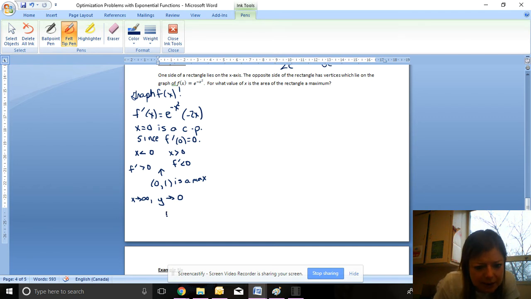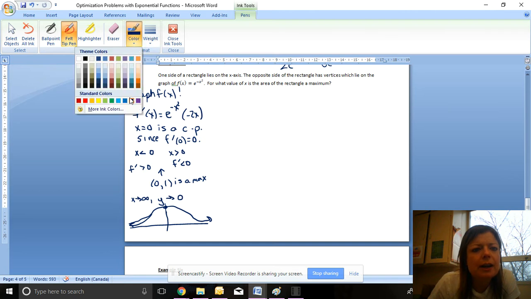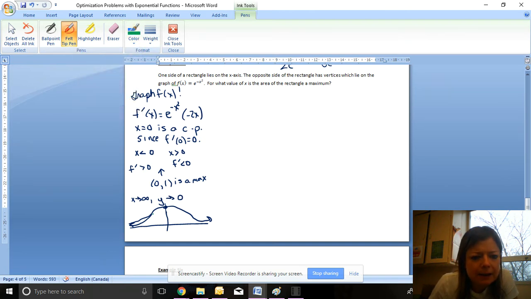Okay, so what this looks like, you could analyze it further if you needed to, but I think it's pretty clear. You have it approaching 0, and then we know it's increasing up to a max and decreasing back down to its horizontal asymptote. That is a terrible picture. Okay, something like that.